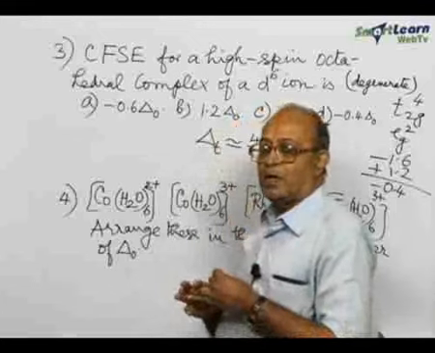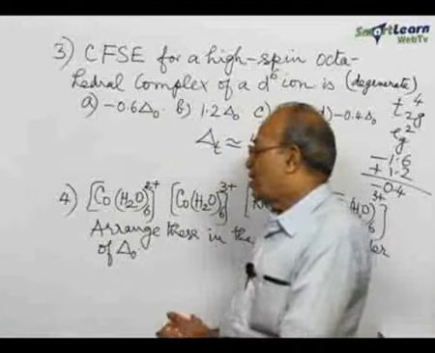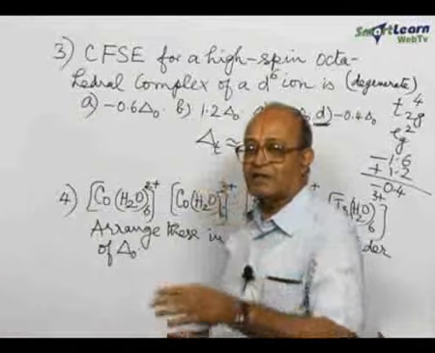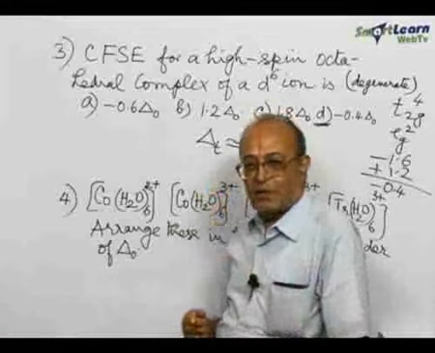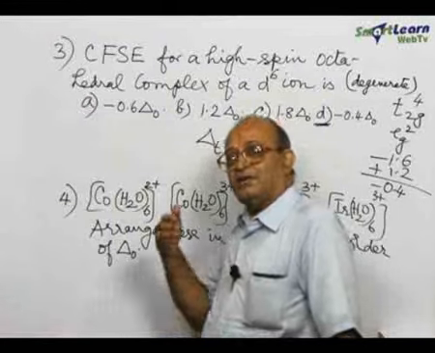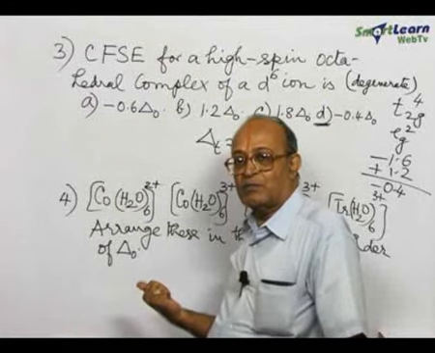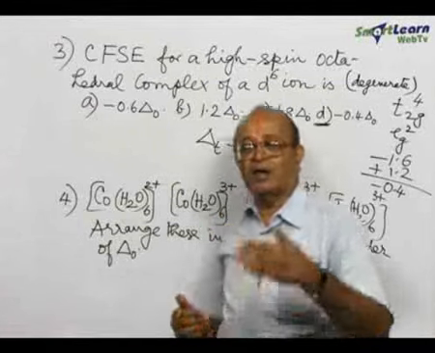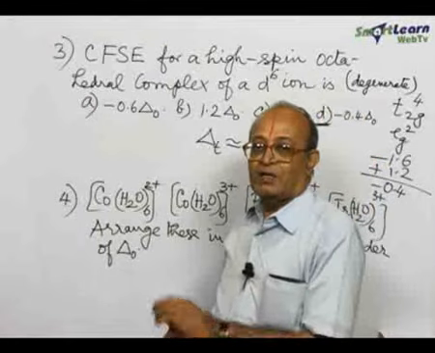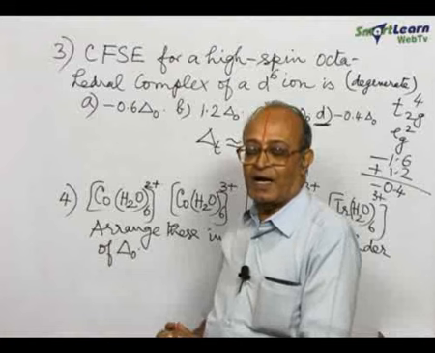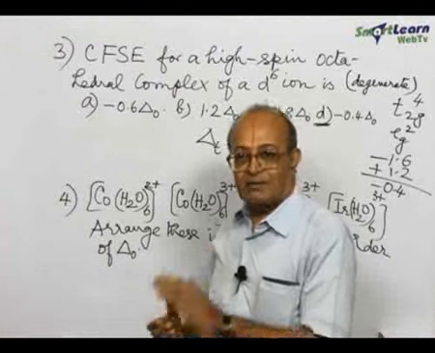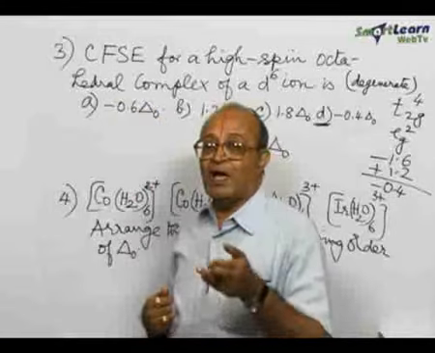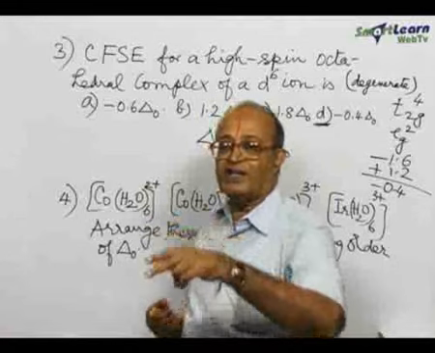Point number 2, for complexes having the same central metal ion, find the charge. The rule is, the higher the charge, the higher will be delta O. The higher the charge, higher will be delta O. All right. Third point, the position of central metal atom or ion, as the case may be. That is, whether the central metal ion belongs to 3D or 4D or 5D transition series.